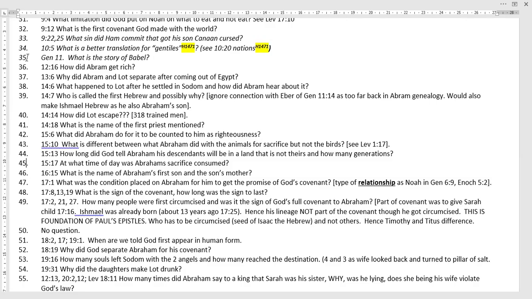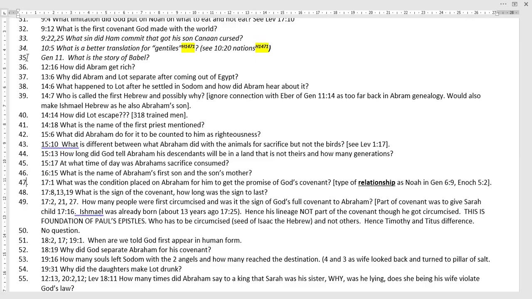Question 46. What is the name of Abraham's first son and his son's mother? We see this in chapter 16, verse 15. And that says, 16:15, and Hagar bare Abraham a son, and Abraham called his son's name, which Hagar bare Ishmael.